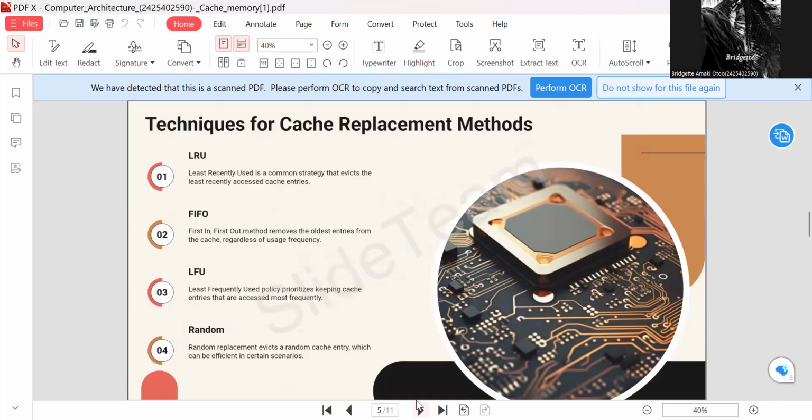Techniques for cache replacement methods. 1. LRU, which is least recently used. This is a common strategy that evicts the least recently accessed cache entries. 2. FIFO, first in, first out. This method removes the oldest entries from the cache, regardless of usage frequency. 3. LFU, least frequently used. This policy prioritizes keeping cache entries that are accessed most frequently. 4. Random. Random replacement evicts a random cache entry, which can be efficient in certain scenarios.